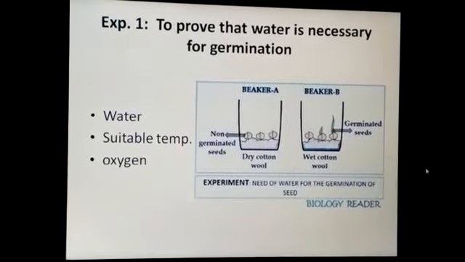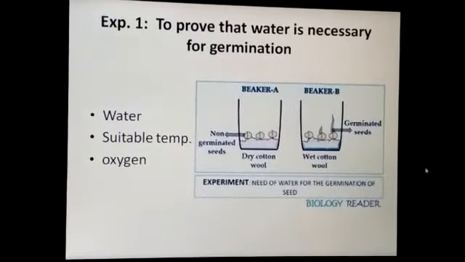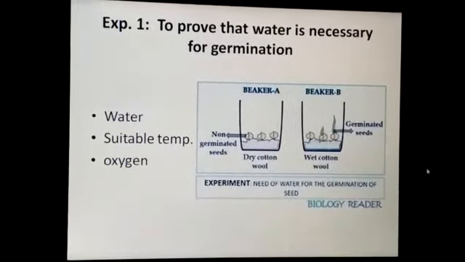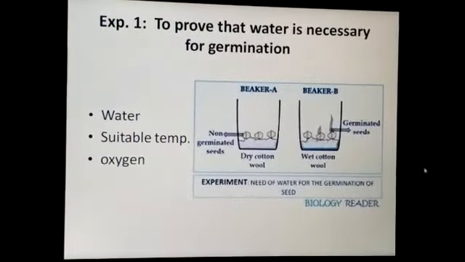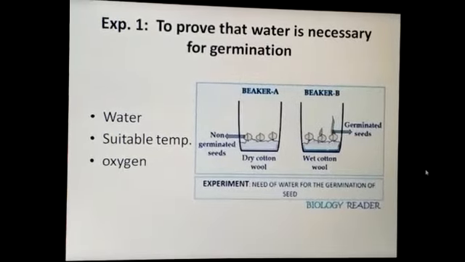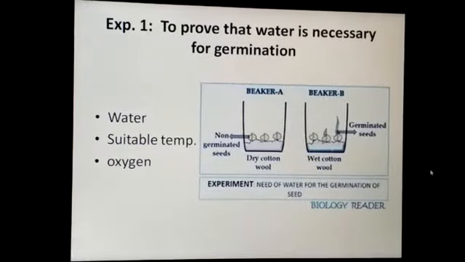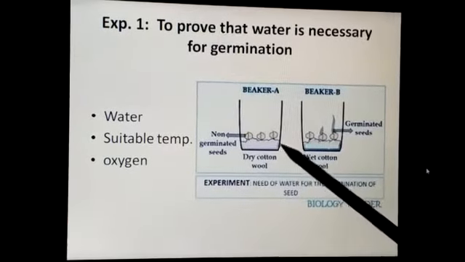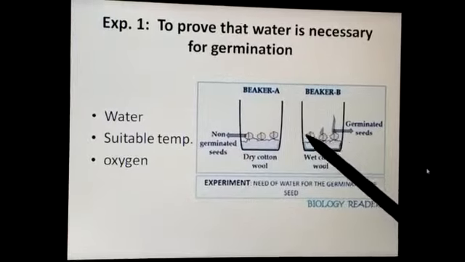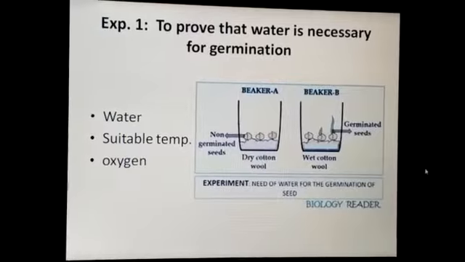When we see the conditions available in beaker A, we see water is missing. The cotton is dry. Therefore, seeds do not get water here in beaker A. Whereas in beaker B, all the three conditions are available: the cotton is wet, so water is available, temperature is normal, and oxygen is also available. So, because in beaker A water is missing, seeds did not germinate. Thus, this experiment proves that water is required for germination.